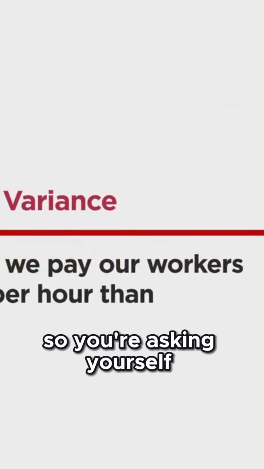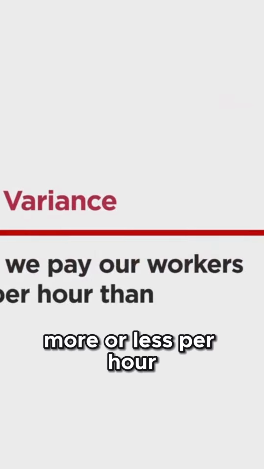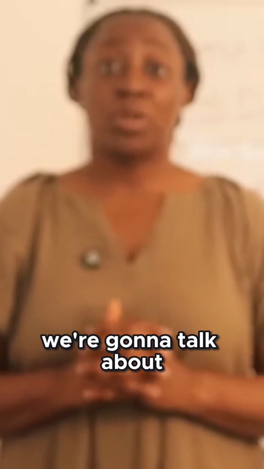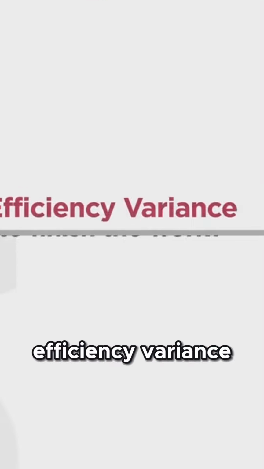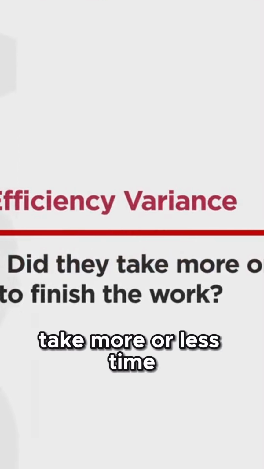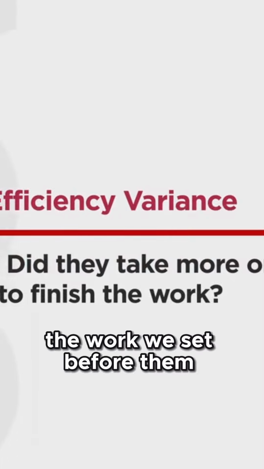The next one is a labor rate variance. So you're asking yourself, did we pay our workers more or less per hour than we planned to? The very next variance we're going to talk about is the labor efficiency variance. What you're asking is, did our workers take more or less time to finish the work we set before them?